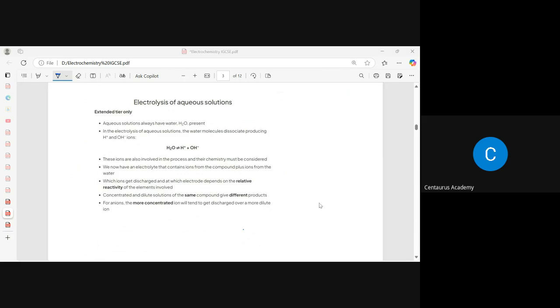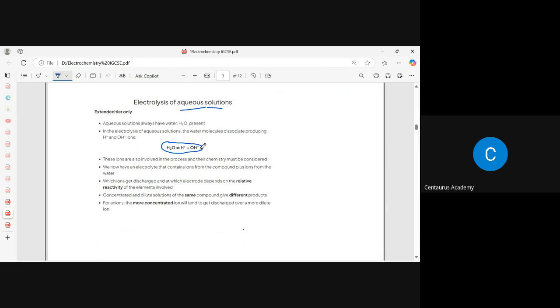Okay, moving on to the electrolysis of aqueous solutions. Now, what happens in aqueous solutions? Aqueous basically means that the particular solute has been added to water. Hence, it produces a solution. Okay, and this solution is now an aqueous solution. So, when electrolysis of aqueous solutions is carried out, the water molecules tend to dissociate, and when they dissociate, they produce hydrogen ions and hydroxide ions.